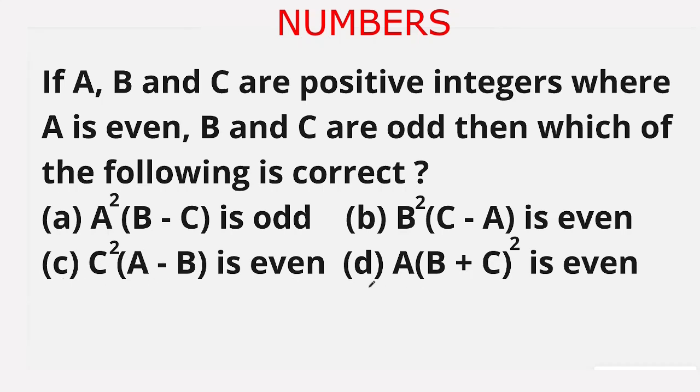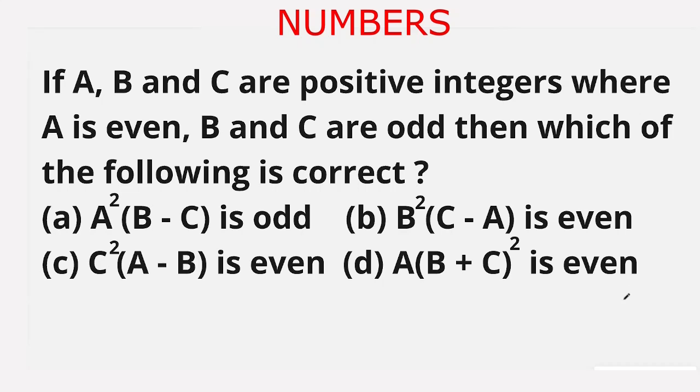And option D. Now the only option left is option D, which has to be correct. But we check it. A into B plus C whole square. A is even and the sum of two odd numbers is even and their square is also even. So even multiplied by even is even. Hence option D is correct. So our answer is option D.